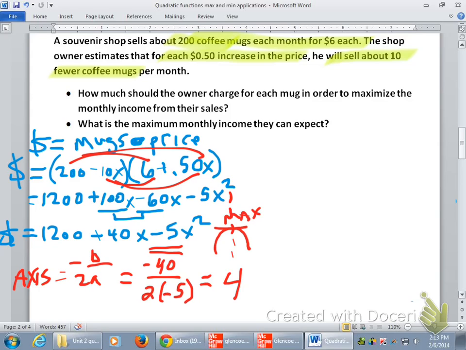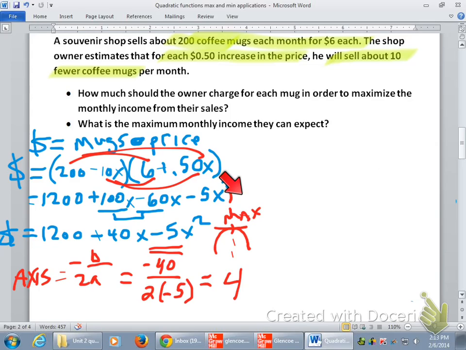So what does that 4 mean? That's the axis of symmetry. What does it mean in the context of the problem? Is it 4 coffee mugs? Is it $4? Is it 4 increases? I mean, what does the 4 represent? That's where it goes up and down.